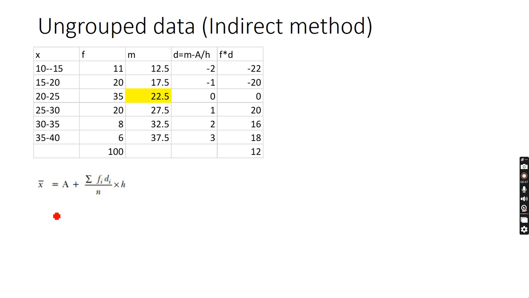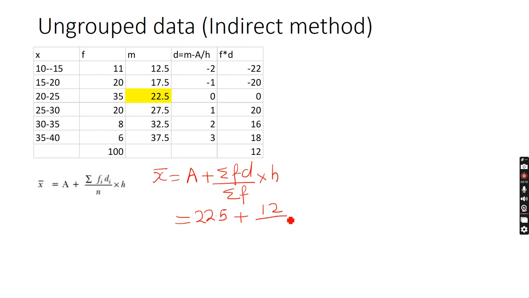Now the formula for the indirect method, also called the step deviation method, I will write for you. x bar equal to a, which is your assumed mean, plus summation fd upon summation f or n, but don't forget to multiply with h. What was our assumed mean? We assumed it to be 22.5. If you see, it has been highlighted, plus summation fd, which we calculated was 12, divided by summation f, which is 100, multiplied by h, which is your class interval, that is 5.